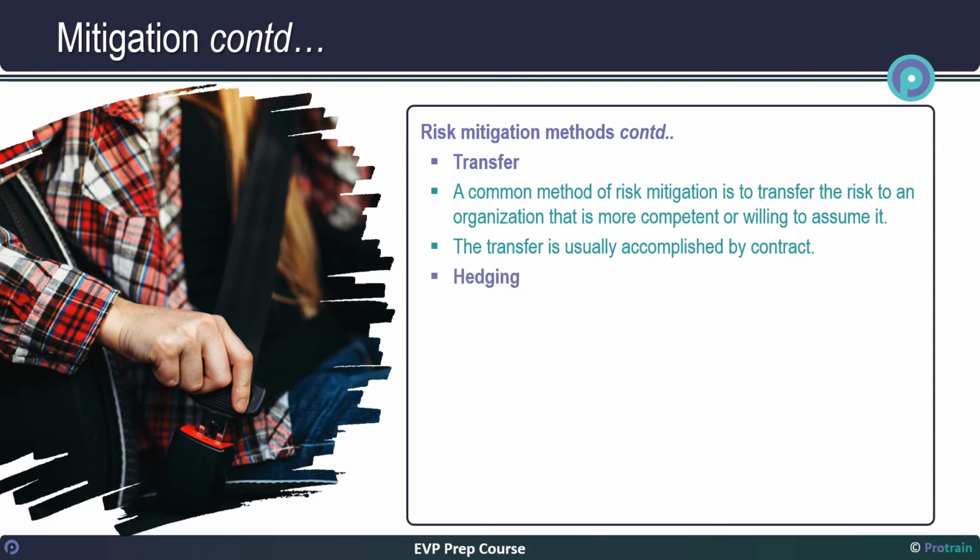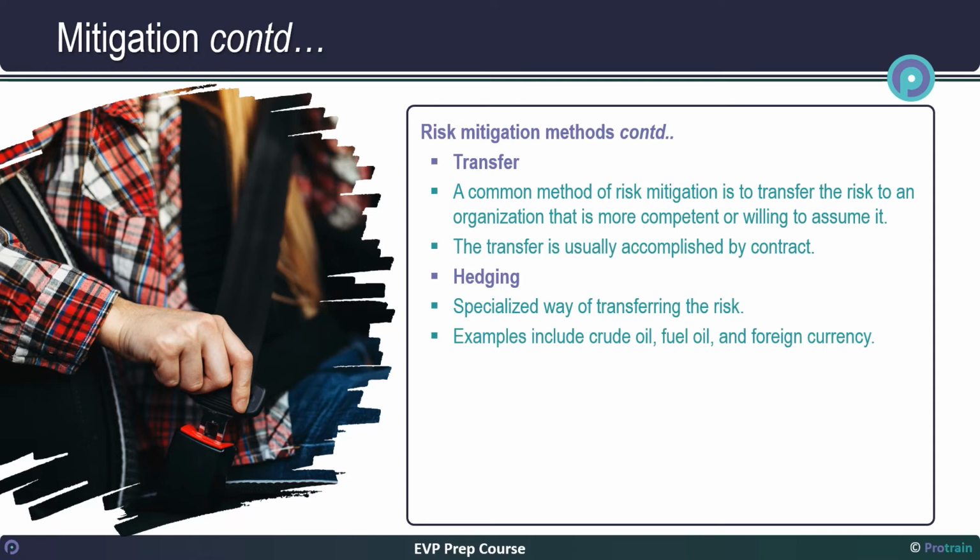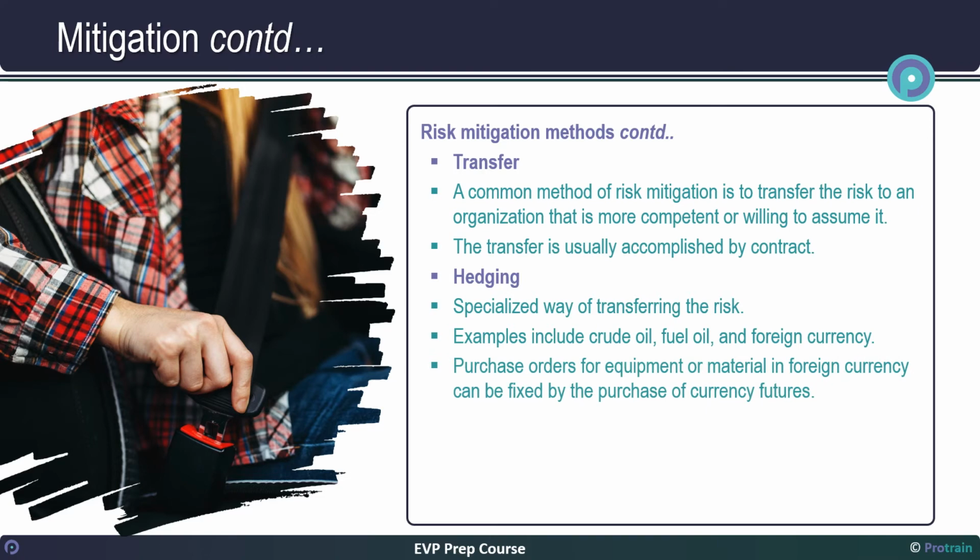Hedging is a specialized way of transferring the risk. This is done where the risk of price fluctuations is assumed by a speculator through the purchasing and selling of futures contracts. In this, it is assumed the commodity futures contracts are covered by an organized exchange. Examples include crude oil, fuel oil, and foreign currency. Purchase orders for equipment or material in foreign currency can be fixed by the purchase of currency futures.